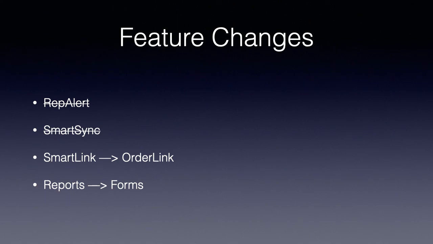Some of the main terminology and feature changes are Rep Alert. Formerly used to distribute software and content updates, it is no longer needed and is not found in Smart Sales. All software and content updates are handled on the Smart Sales host server. Smart Sync. Formerly used to distribute data, such as customer lists, product and pricing data, it is no longer needed and is not found in Smart Sales. All data updates are handled on the Smart Sales host server.